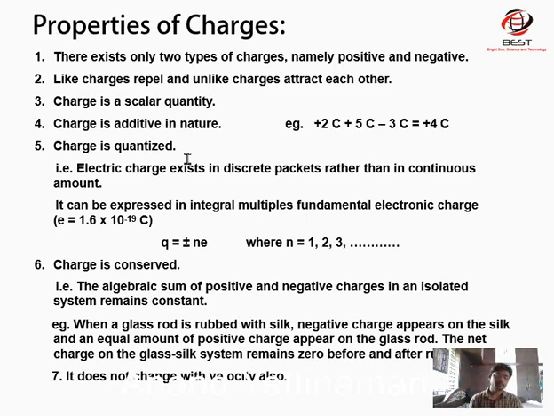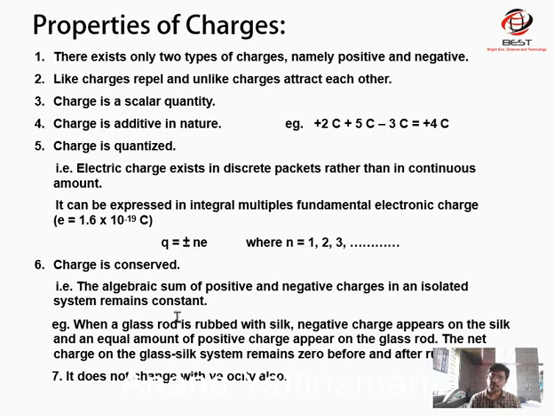That means charges can be transferred in integral multiples, that is 1 charge, 2 charge, 3 charge, like that. So I will consider the total charge is equal to n into e, where n refers to an integer which takes the value of 1, 2, 3, and so on.